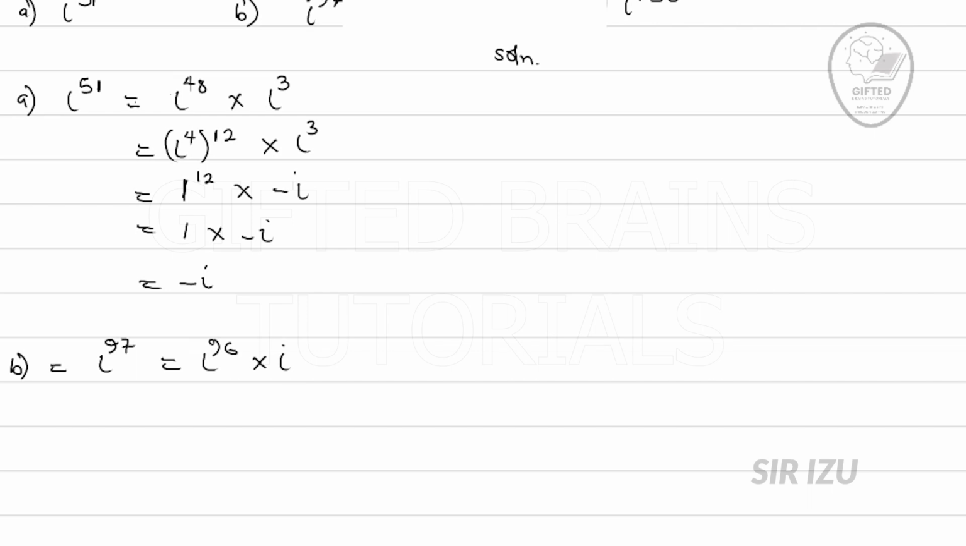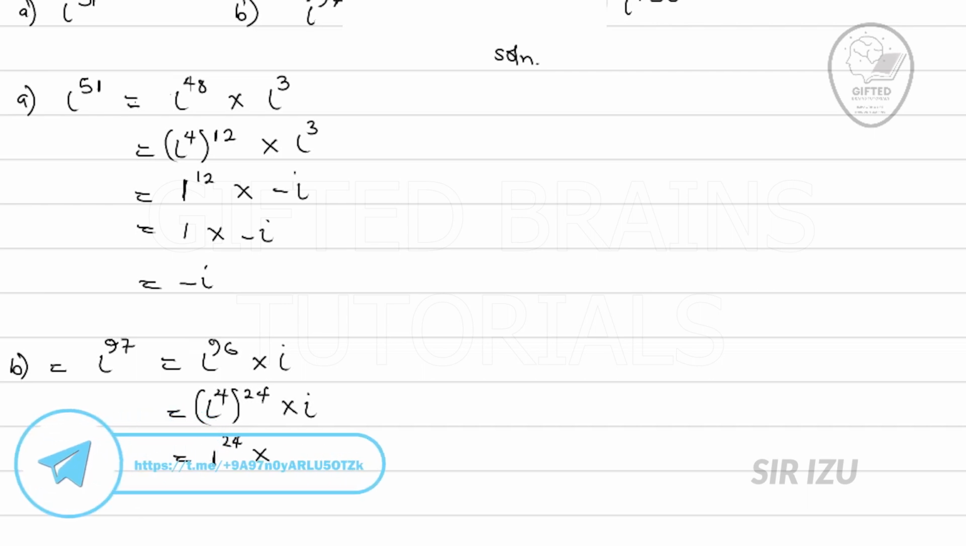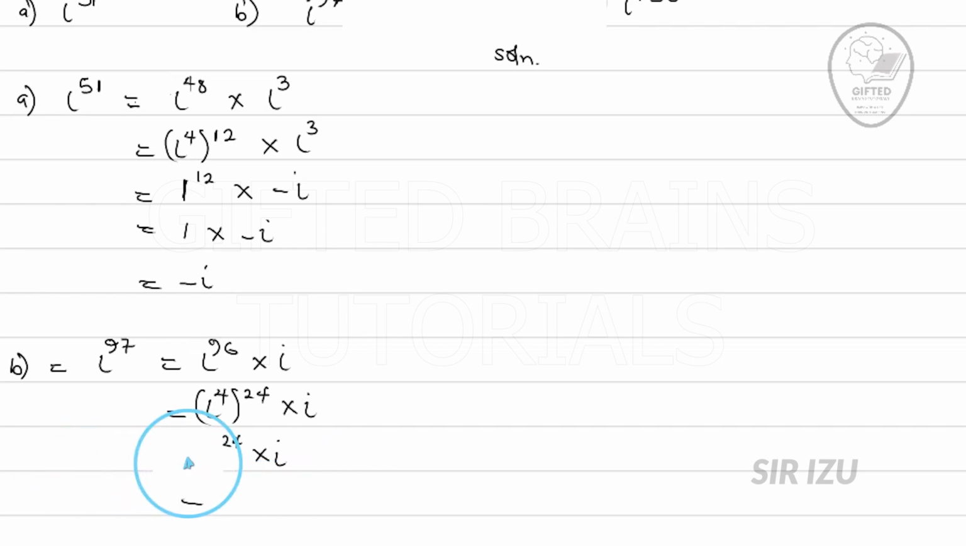And now i raised to power 96, 4 can be factorized out. That will be i raised to power 4, all in brackets raised to power 24, then multiply by i. i raised to power 4 as usual is 1, so this is 1 raised to power 24, which is 1, times i. So my final answer is just i.